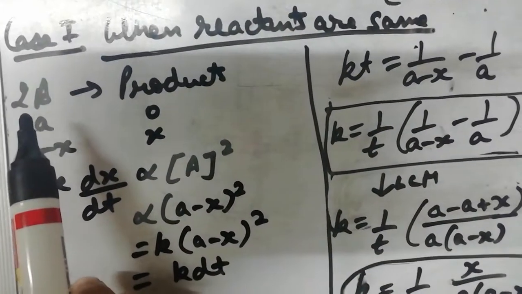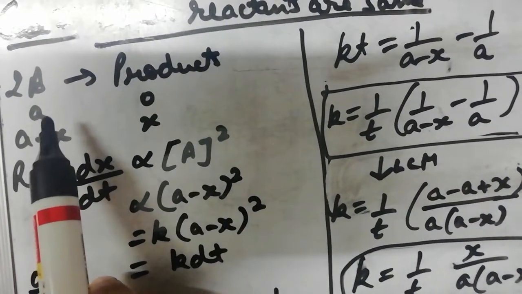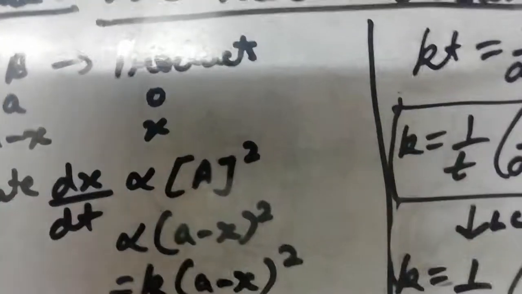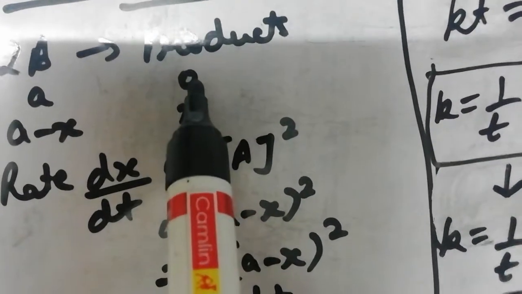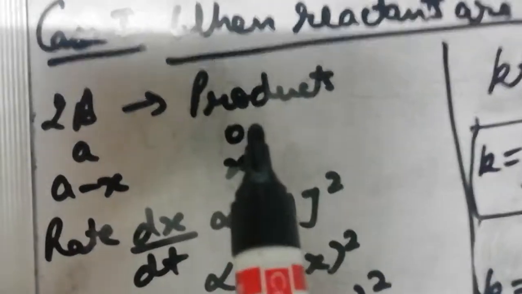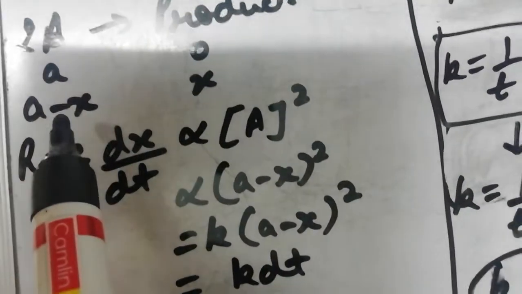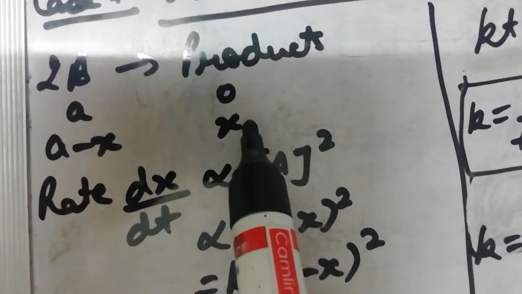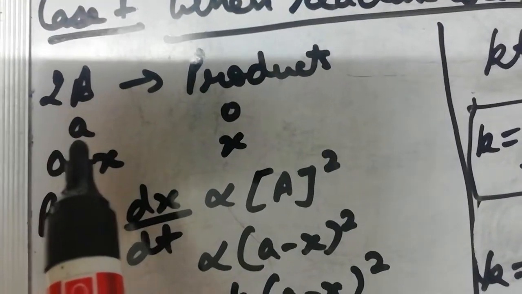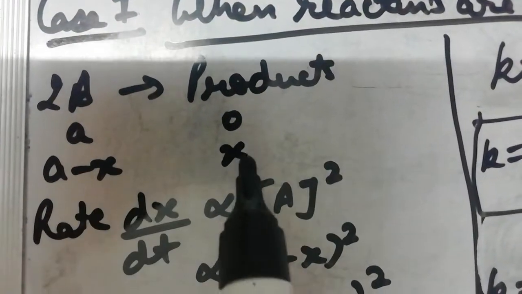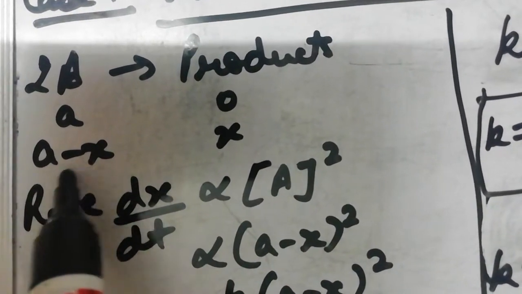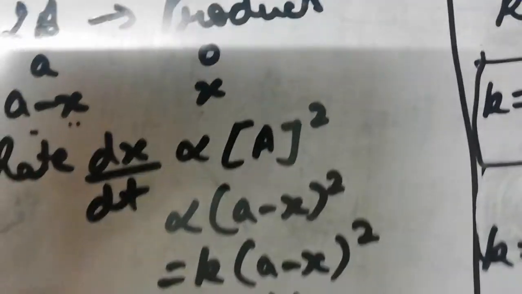So we have this reactant 2A, which is converted to products. Let us suppose the initial concentration at time t equal to 0, that is at the start of the reaction, is a. So the initial concentration of reactant is a and the number of moles of product formed is 0, because the reaction has not started yet. After some time, x moles of A is decomposed. So the number of moles of product formed is equal to the number of moles of reactant decomposed, which is x moles per liter. So product formed is x moles per liter, and the number of moles of reactant left is a minus x moles per liter.